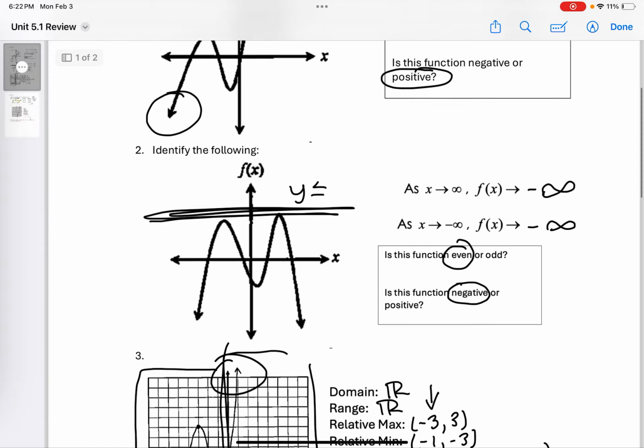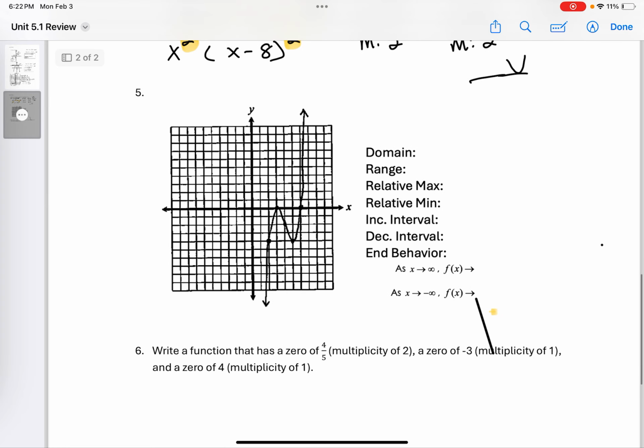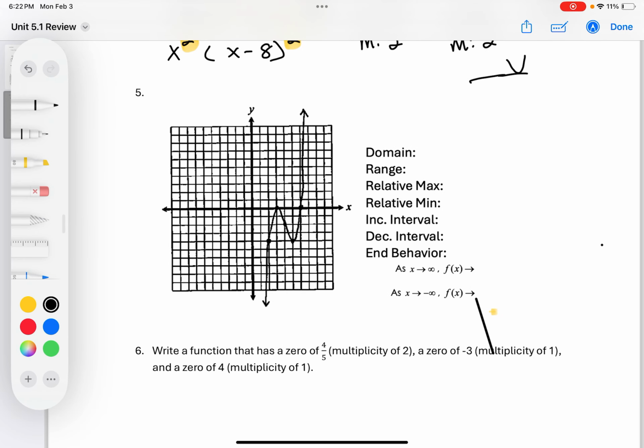This other one I'm looking at, both the domain and range are all real numbers because it extends left to right, top to bottom, infinitely. So we're good there. Okay, next one, relative max, so our top point, relative min, low point.